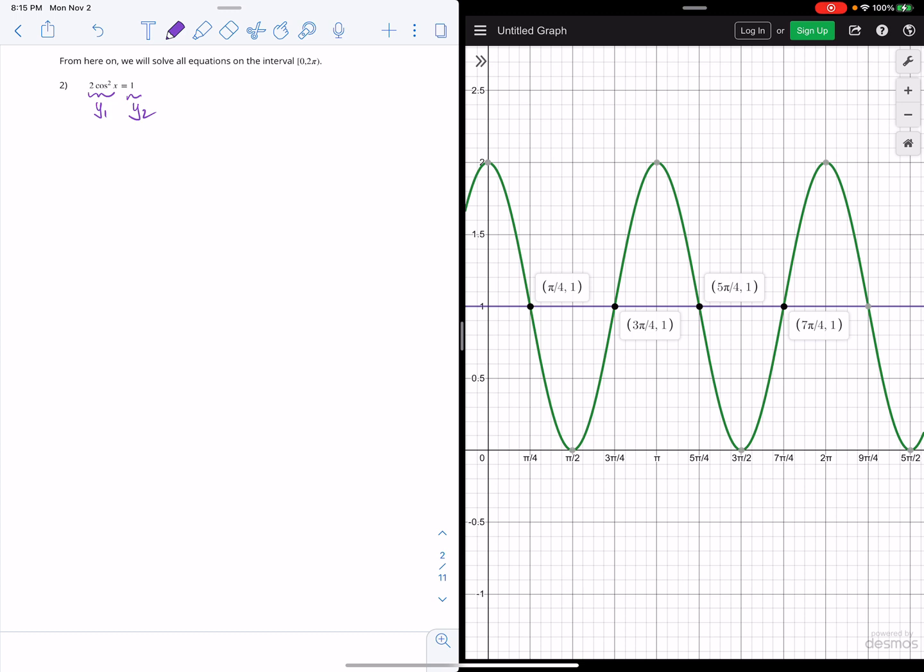The odd multiples of pi over 4, essentially. Because if I go further, notice that at 2 pi on the horizontal axis, I've hit all the solutions between 0 and 2 pi. The next one is after that, so we don't include that one. So the big question is, how do we get this result analytically? We know the answer. How do we get there analytically?